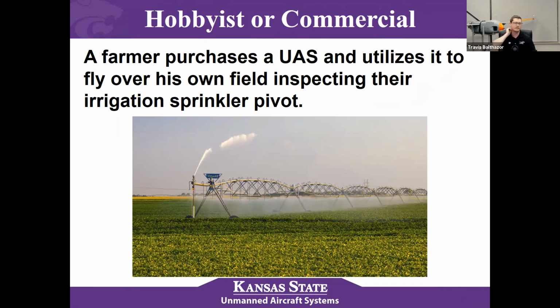So if he flies down that sprinkler pivot and he notices that sprinkler head is broken and it's spewing water all over the place, what's he going to do? Well, likely he's going to go out and fix that sprinkler head, therefore adjusting his yield. Although no money was ever exchanged, it is a commercial operation in the FAA's mind because he's using it for commercial purposes, and that commercial purpose would be his farm in that instance.